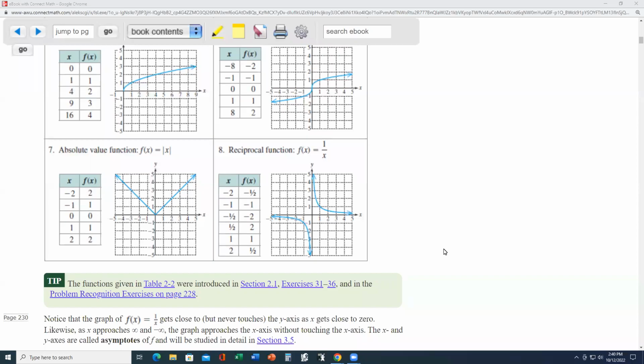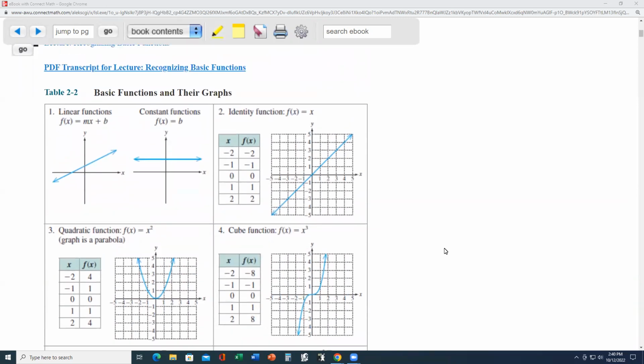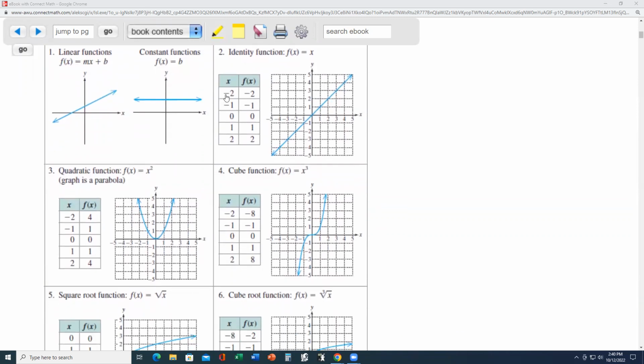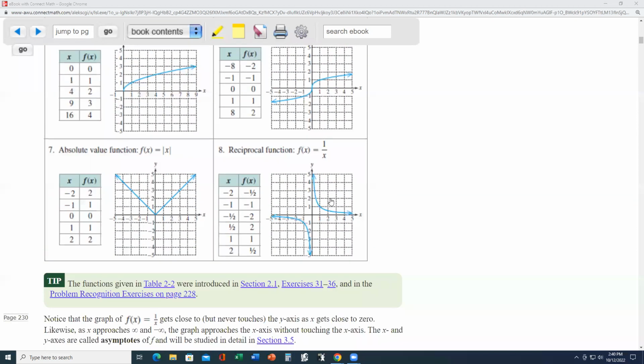So again, ladies and gentlemen, I strongly recommend that you memorize these basic parent functions in table 2.2 and section 2.6. All right, just make sure you're familiar with what types of graphs these basic functions produce.